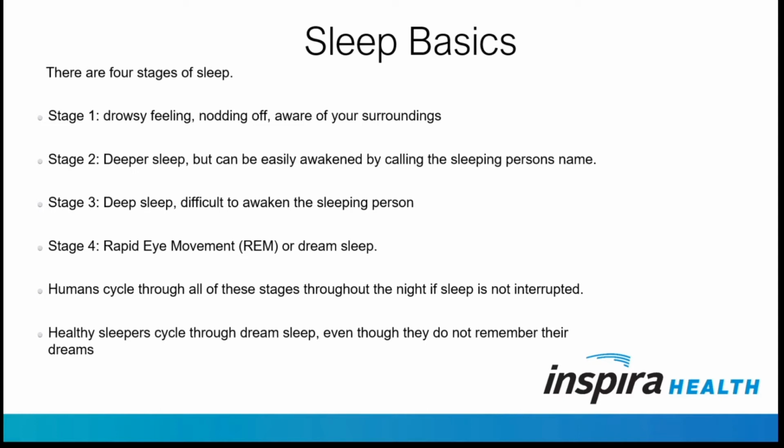up to 3, go to 2, go to 1. And typically you'll get about 2 or 3 cycles if you're normal in a normal sleeping pattern throughout the night.